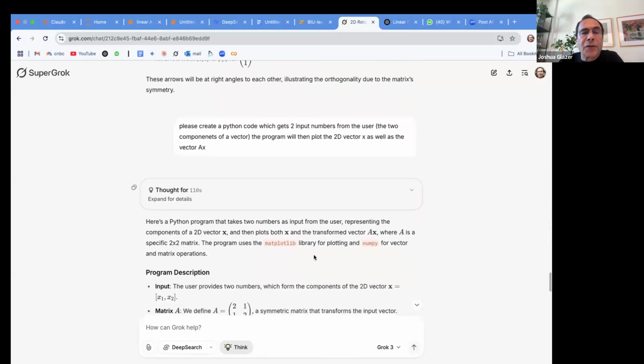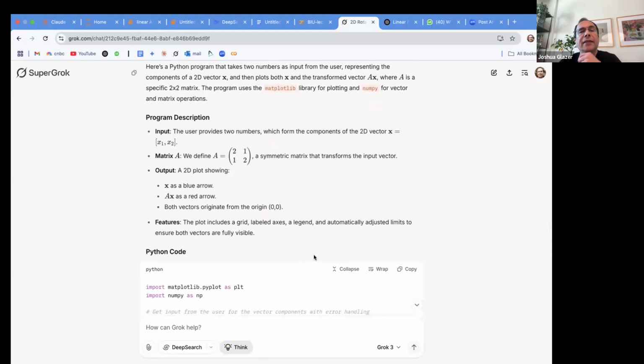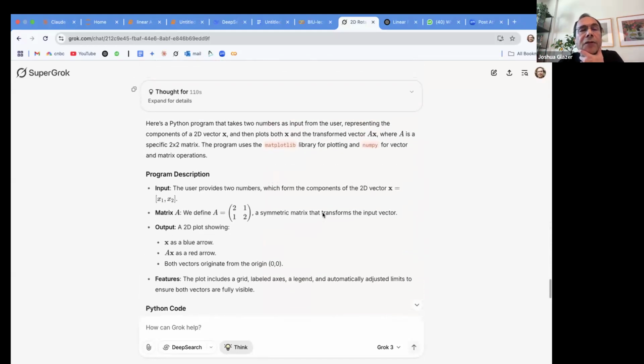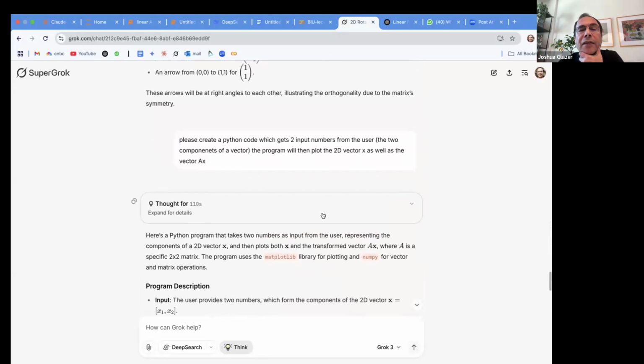So now I asked it to do something more interesting. Let me look for the prompt here. Please create a Python code which gets 2 input numbers from the user. So now I want the user, us, to input 2 numbers, and these 2 numbers will be the components of any vector, right? And what I want the program to do is to show the vector, display it on a 2-dimensional plane, but then also multiply it by this matrix.